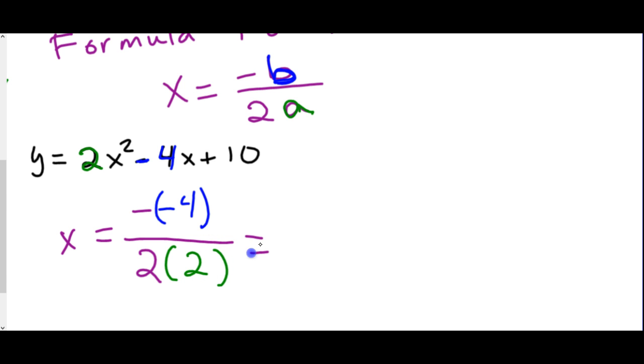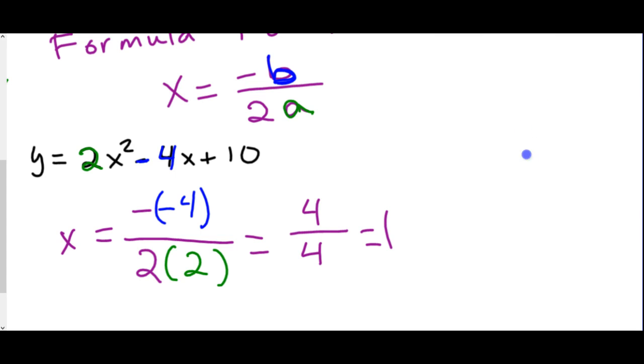Now we simplify this down. A negative by a negative is a positive 4. 2 times 2 is 4. And we can divide this. 4 divided by 4 is 1. So that is the x-coordinate of our vertex.